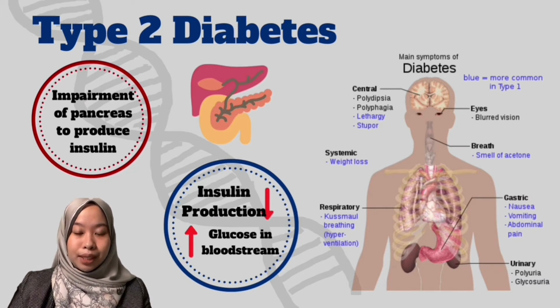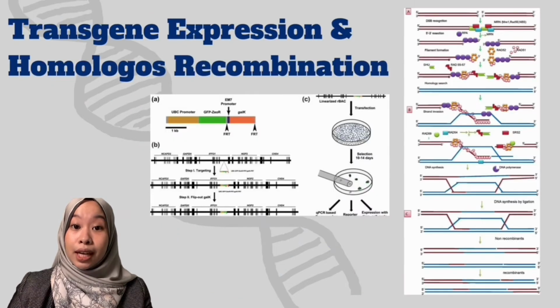for type 2 diabetes. Type 2 diabetes is a disease where the patient has high blood sugar due to the impairment of the pancreas to produce insulin. Basically, without insulin, the cells in the body cannot use the glucose to produce energy and it will stay in the bloodstream. There are two ways to produce transgenic animals, which are through transgene expression and homologous recombination.